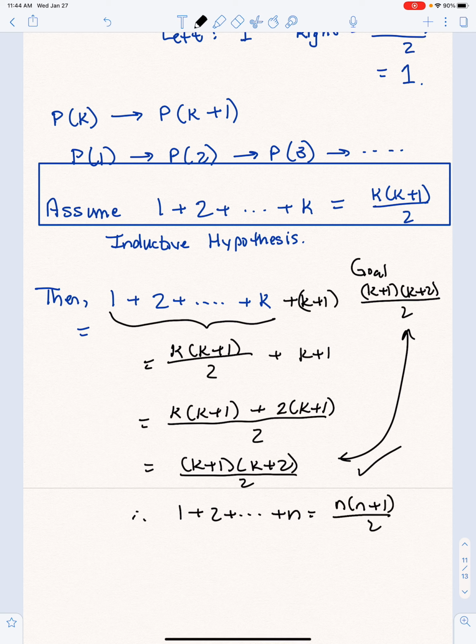Because again, it's true for n equals 1, which means it's true for n equals 2, and n equals 3, and n equals 4, and so on and so on. So this is your first basic proof by induction.